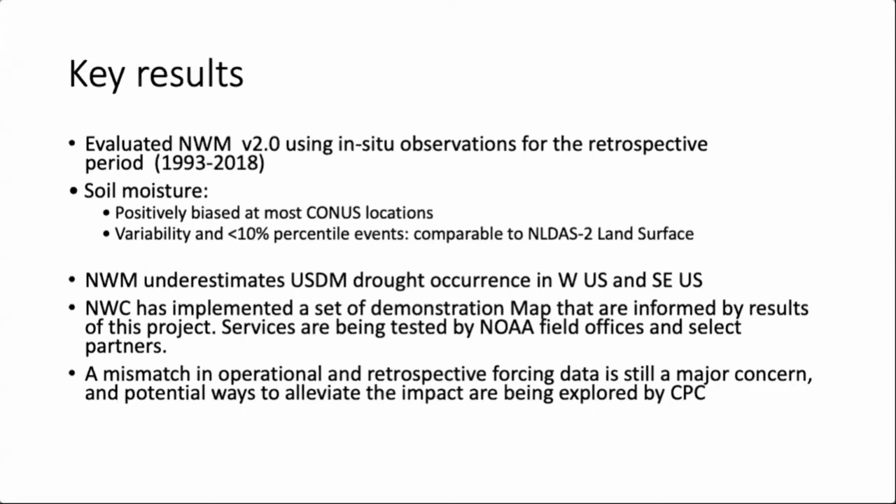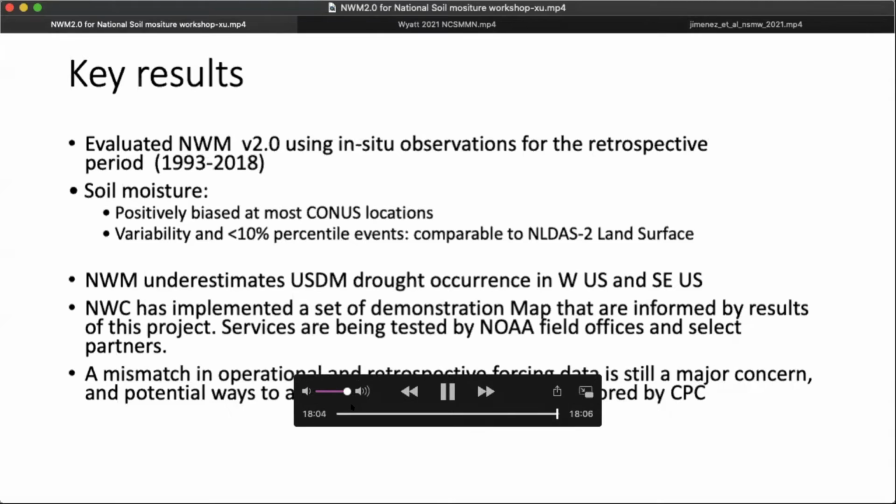And the National Water Center has currently implemented a set of demonstration maps as a result of this project, and these maps have been delivered to the NOAA field offices and select partners. The main concern is the mismatch between the operational and the retrospective forcing. That's still a major concern, and in the future we need to alleviate this impact. Thank you. That's all.